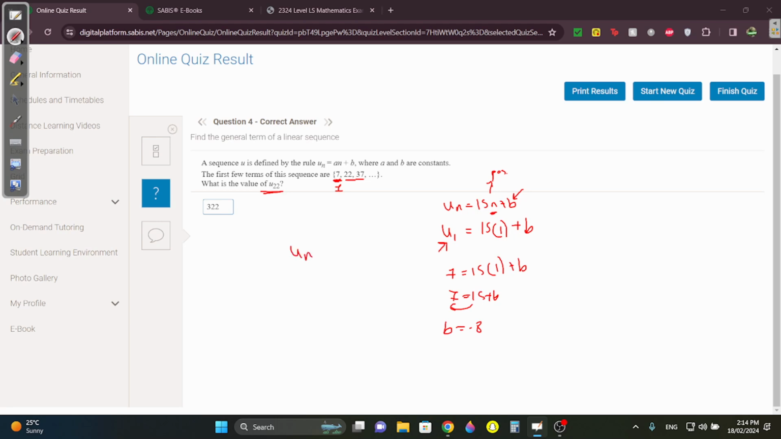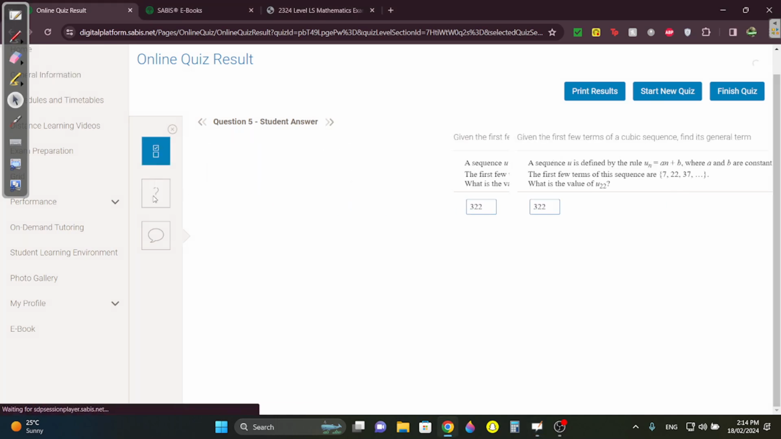So you're going to get un equals 15n minus 8. Can we find u22 now? Yes, we can. So u22, the 22nd number, will be 15 times 22 minus 8, and you'll get 322. Okay, question 5, I think cubic now.